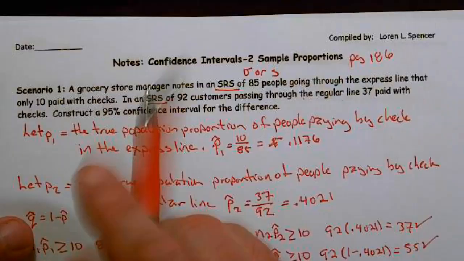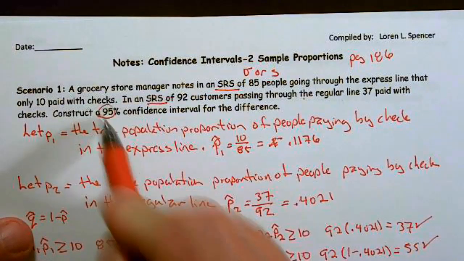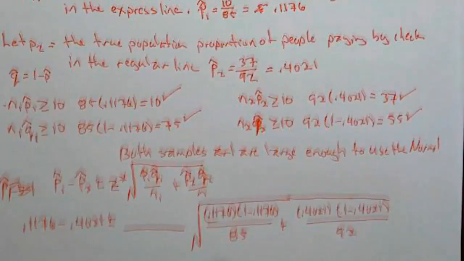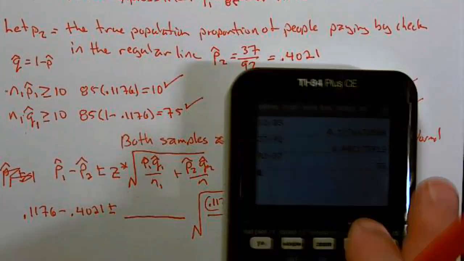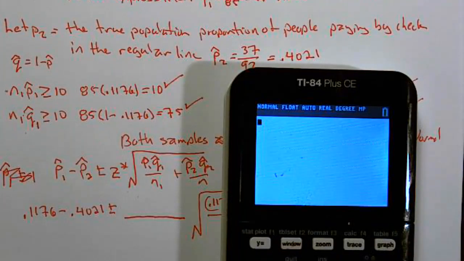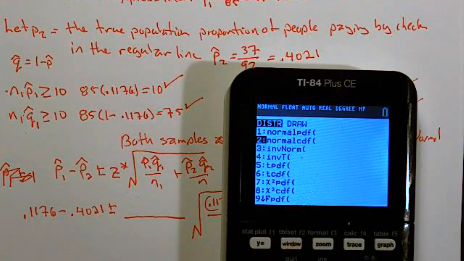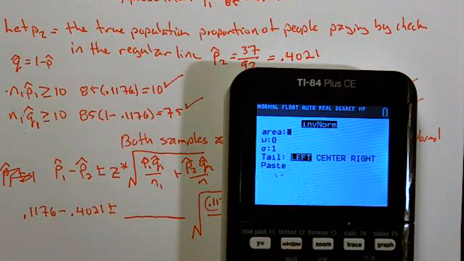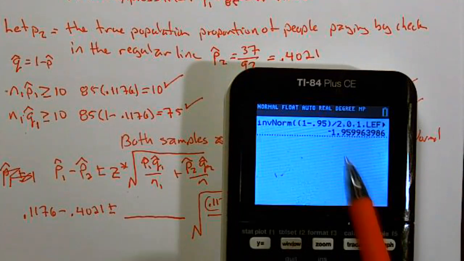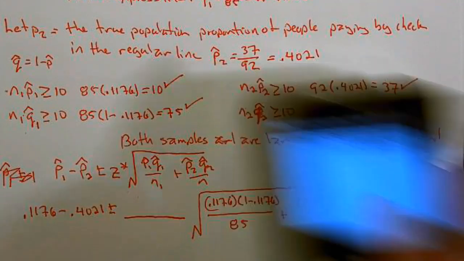I need to know what they wanted. They wanted a 95% confidence interval. Because it's a proportion, it's always going to be a normal. So we go 2nd Vars, inverse norm, parenthesis 1 minus 0.95, close parenthesis, divided by 2. Mean is 0, standard deviation 1. And we end up getting 1.9599.